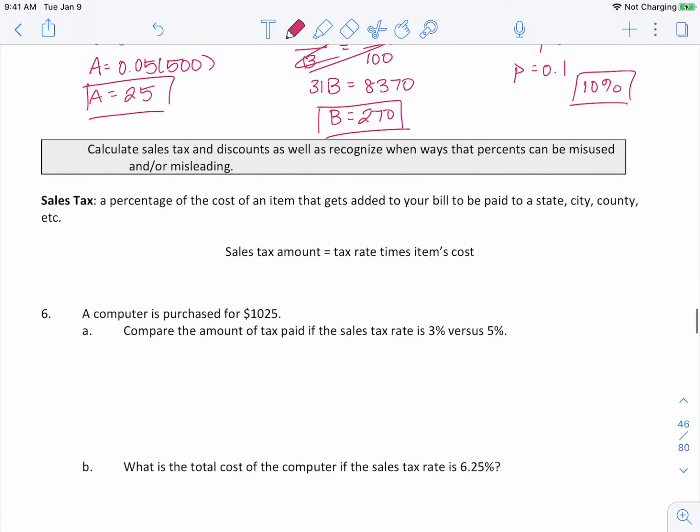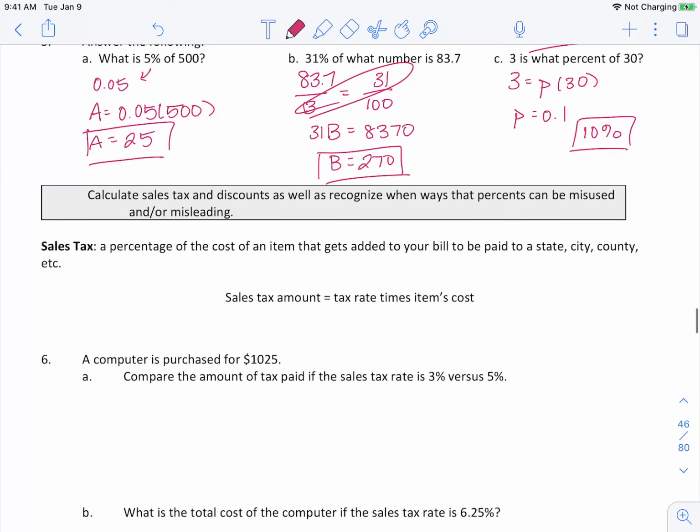Okay, sales tax. This is a percentage of the cost of an item that gets added to your bill to be paid to a state, city, county, etc. So the sales tax amount is your tax rate times the item's cost. So for 6 here, it says a computer is purchased for $1,025. Compare the amount of tax paid if the sales tax rate is 3% versus 5%.